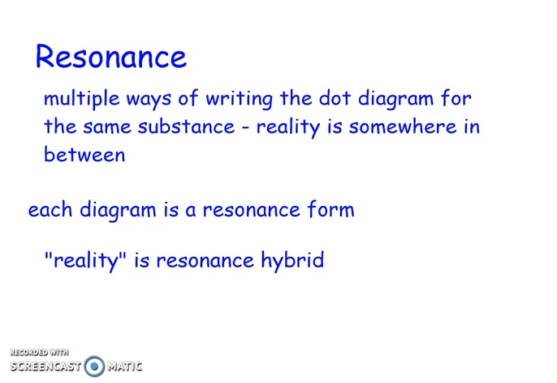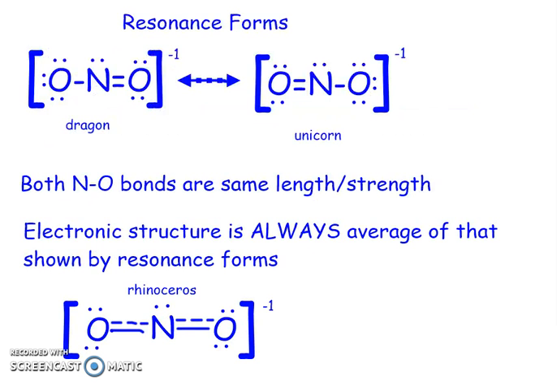Resonance occurs when there are multiple ways of writing the dot diagram for the same substance, all of which are valid Lewis structures. However, reality is somewhere in between these dot diagrams. Each diagram is considered a resonance form, but reality is a hybrid of these different forms. For example, NO2 minus has two different resonance forms.